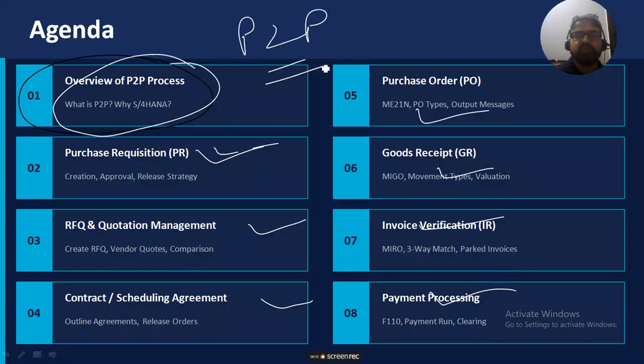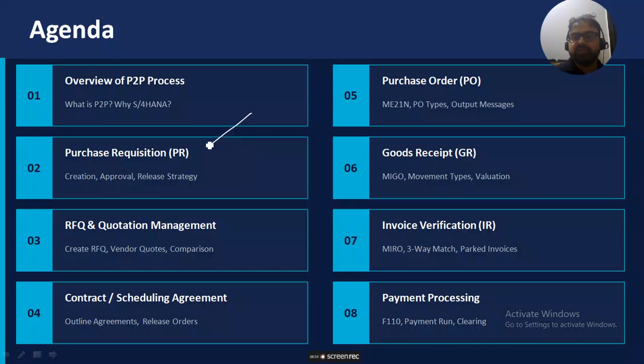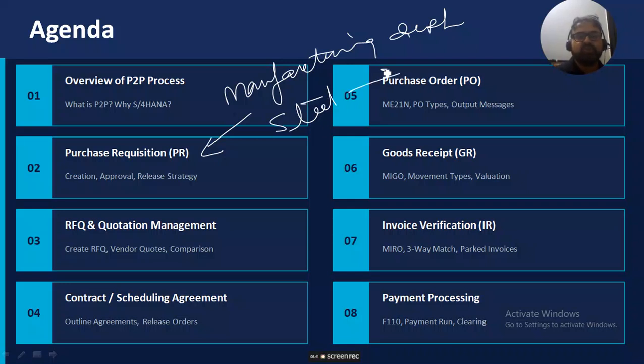What is the P2P process? Procure to payment. Payment to whom? Payment to the vendor. So first of all, suppose you are in the manufacturing department, and you want steel sheet. This is your requirement, steel sheet.